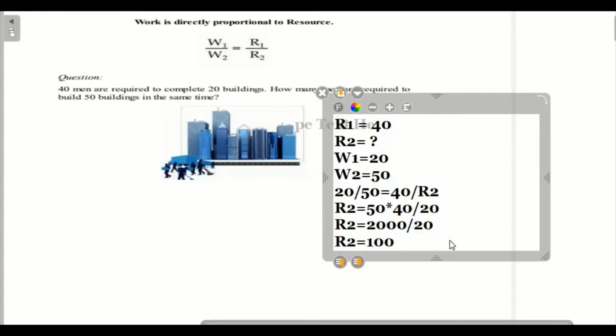In this question, we have to calculate the number of minutes for completing our work. So we have the value of minutes, that is R1, it is 40 min, and then in the R2 we have to find. In the first case it is 20 buildings, and in the second case we have 50 buildings. So we have to find the number of people required to complete our work.